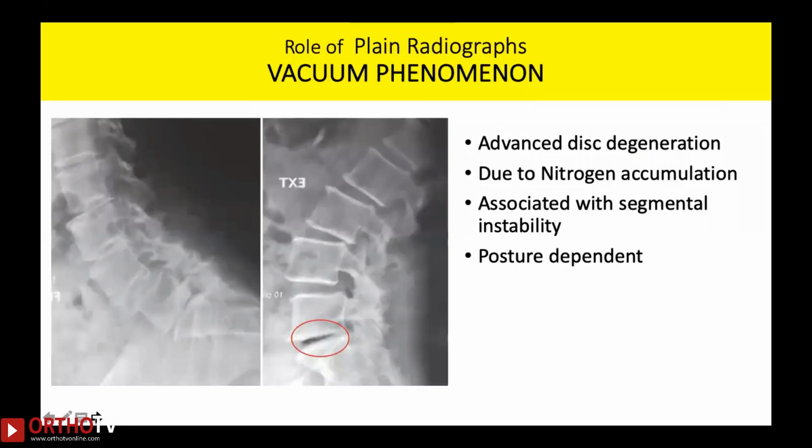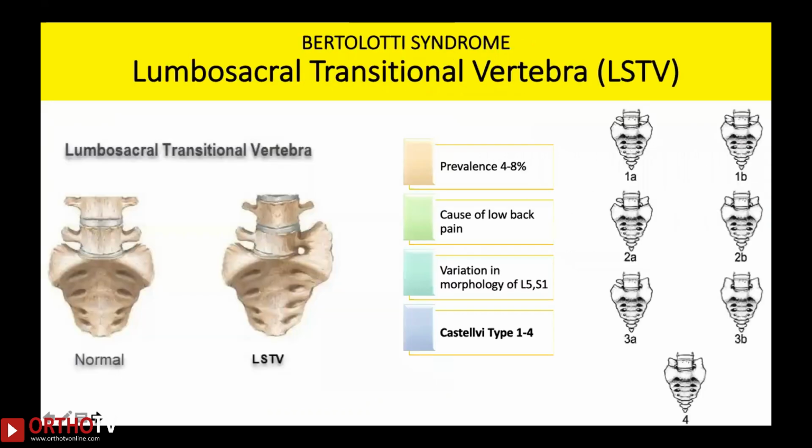Some of the uncommon pathologies that we see in our practice is what is called a vacuum phenomenon. This is a dark shadow that is seen in the disc space. This is a hallmark of advanced disc degeneration, and it happens due to nitrogen accumulation within the disc space. This is usually associated with segmental instability, and often when you find this vacuum disc, the affected disc level needs to be stabilized or fused.